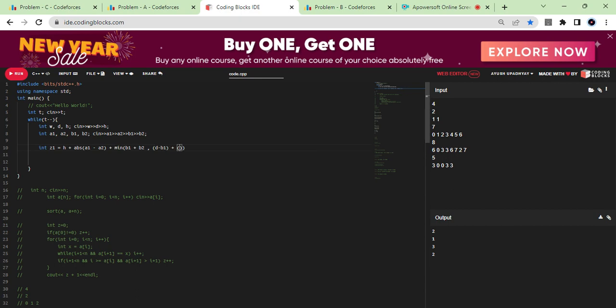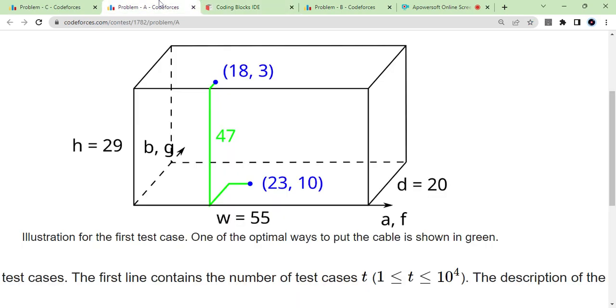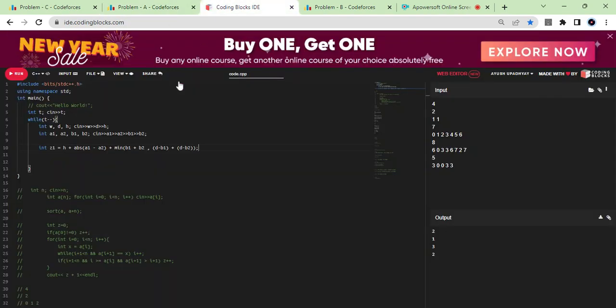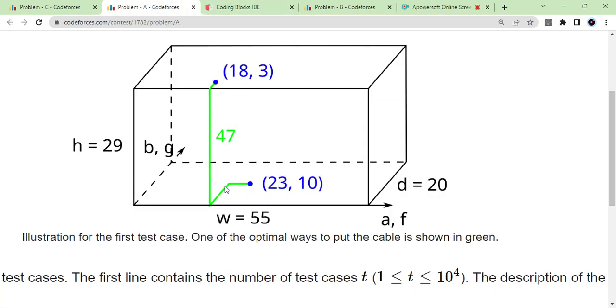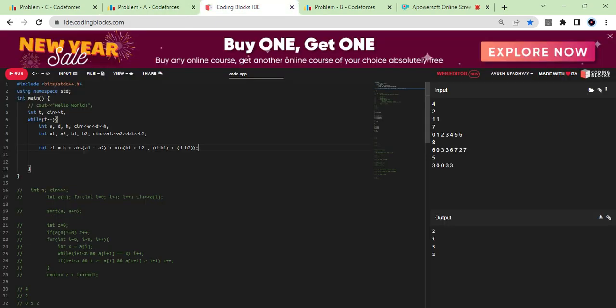Why am I saying d minus b1, d minus b2? If you move towards the back edge, the back wall basically. So this is 10, this total length is 20 as you can see, and this length if I go in this direction would be 10. So 10 for that, plus 20 minus 3, 17, for coming backward to this front point, right? And then obviously 18 minus 23 is the absolute difference which you have to move towards the right. So that is the fixed part, but this is the other part.